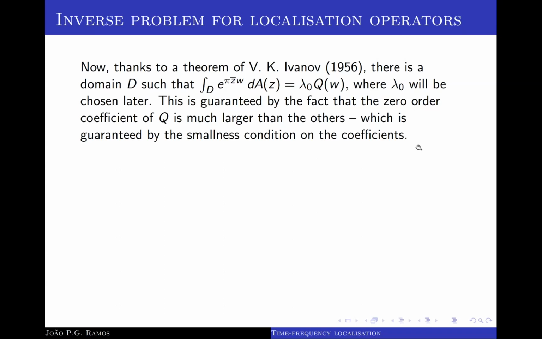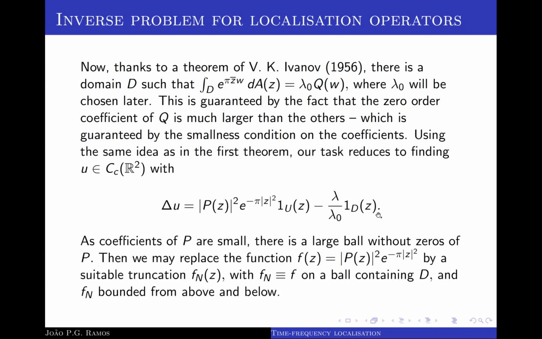Okay, so instead of solving that integral equation by using the Fourier transform method that I highlighted before, we have to solve a different PDE. And this PDE at this time is that the Laplacian of U is modulus of P squared e to the minus pi modulus of z squared, indicator of U, minus a certain ratio of lambda and lambda naught, indicator of D. So if the coefficients of P are small, then there is a large ball without zeros of P. And we may replace the function f by a suitable truncation, and the problem will essentially not change.